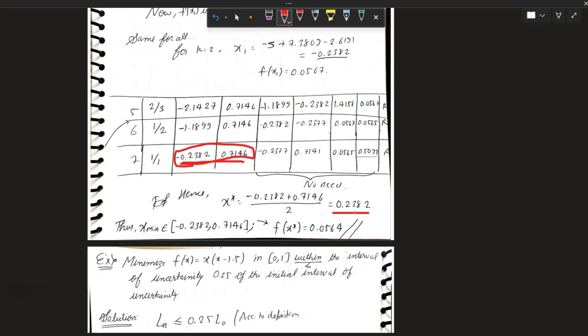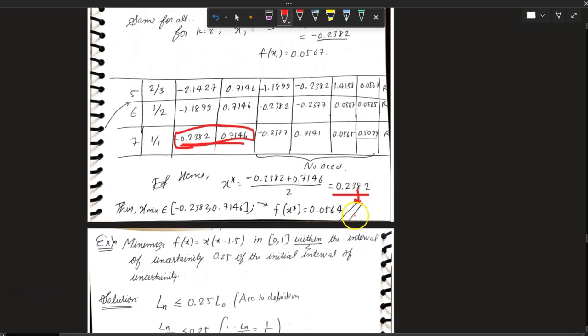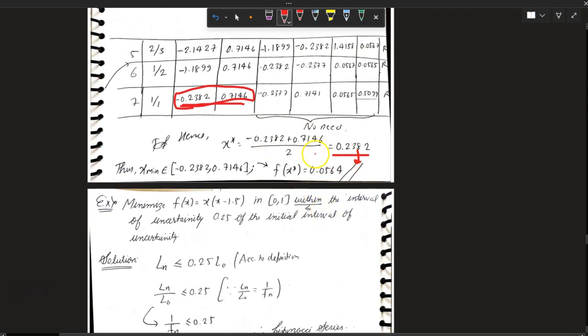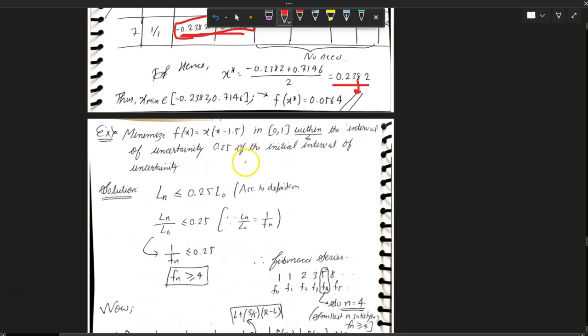I think some mistake is there. It should be this value. Okay, yeah, it should be this only. Okay, just go with this value. Alright, I hope you understand. Now let's see the second question.